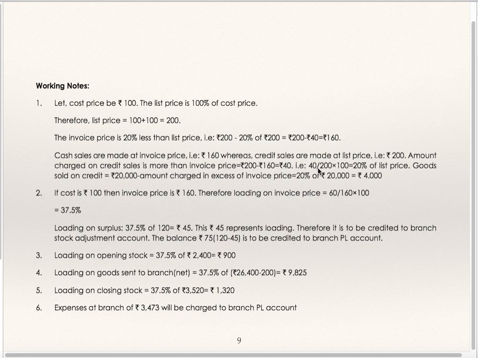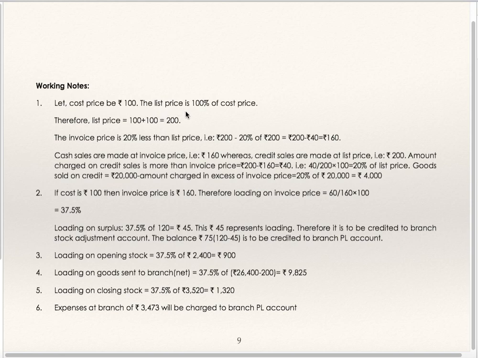40 rupees is extra on 200 list price. So percentage is 20%. 40 divided by 200 into 100, 20% of list price. Goods sold on credit. Credit sales are 20,000. Amount charged in excess of invoice price is 20% of 20,000, which is equal to 4,000.